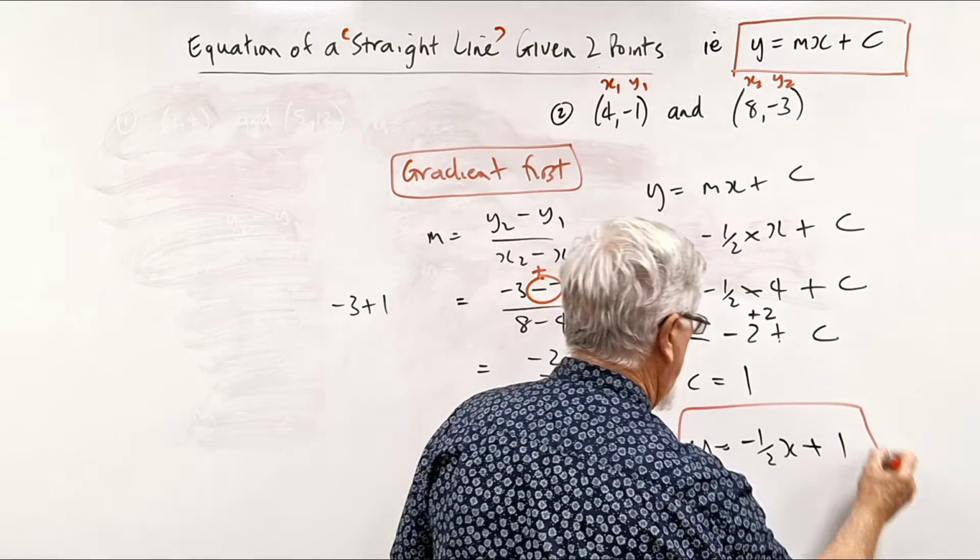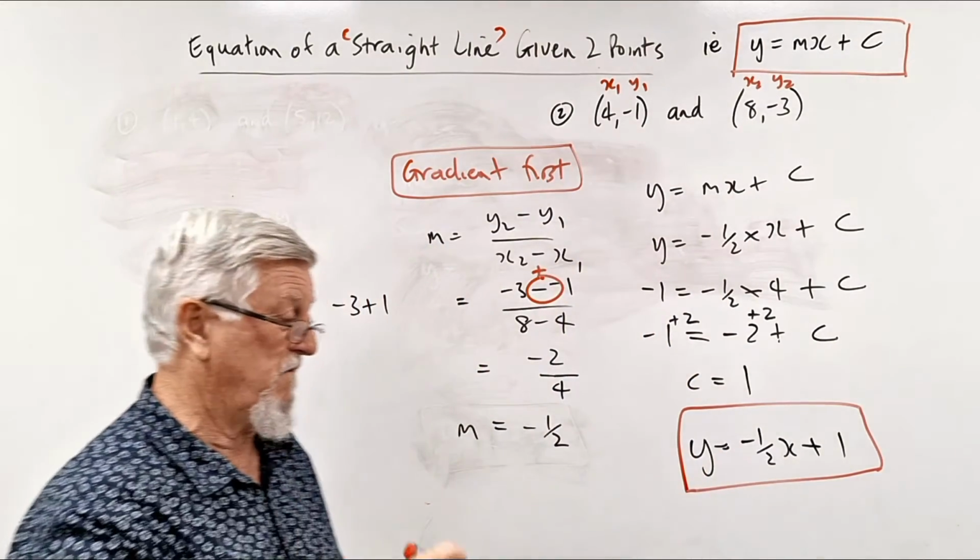So that's how we get the equation of a straight line given any two points.